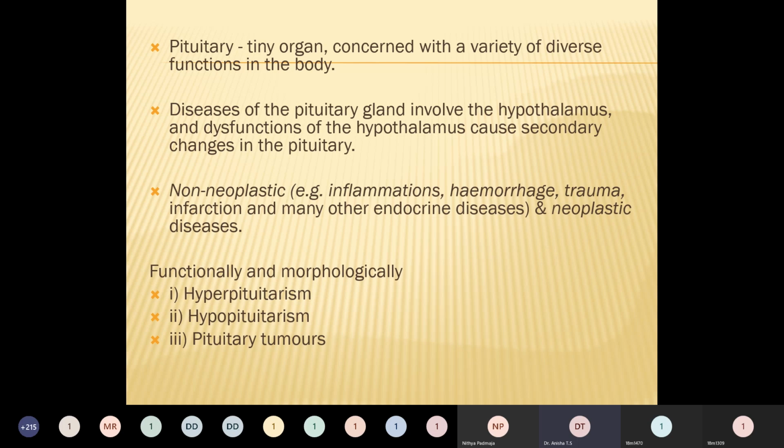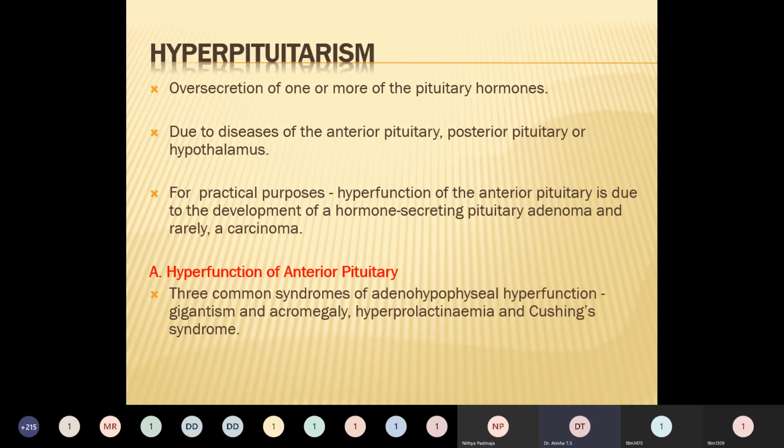Functionally and morphologically, there can be hyperpituitarism, that is excess secretion of the pituitary hormones, hypopituitarism, that is deficiency of the pituitary hormones, and pituitary tumors. There can be adenomas, carcinomas, etc. So let's come to what happens when there's too much pituitary hormone secretion, which is hyperpituitarism.